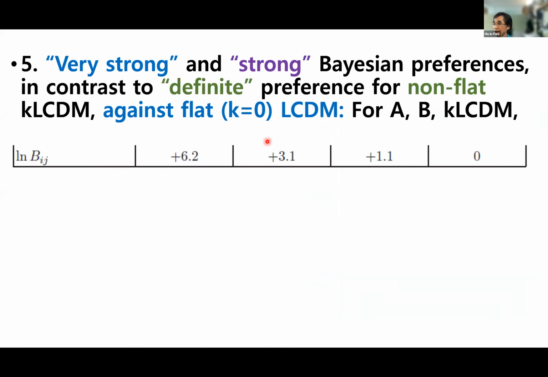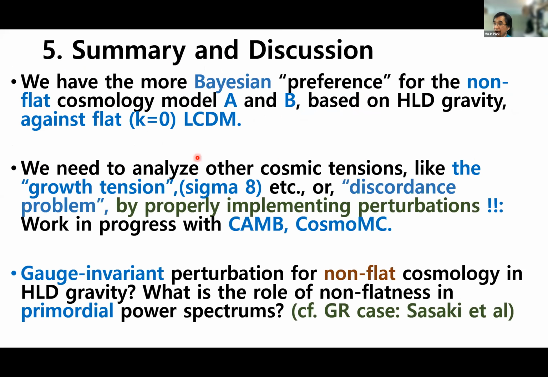And also regarding omega K, we found a strong Bayesian preference, in contrast to a definite preference for non-flat K lambda CDM against a flat lambda CDM, as you can see from this Bayesian factor. Here's a summary. We have more Bayesian preference for the non-flat cosmology for models A and B based on Horava gravity against the flat lambda CDM.